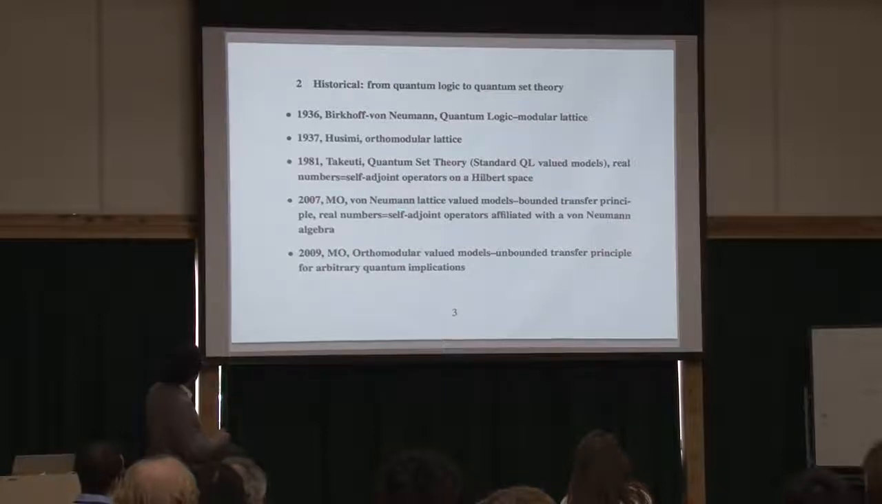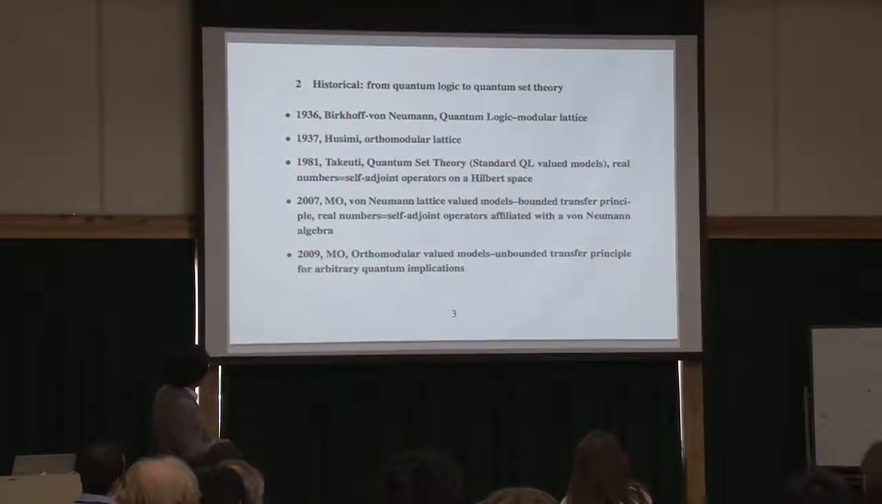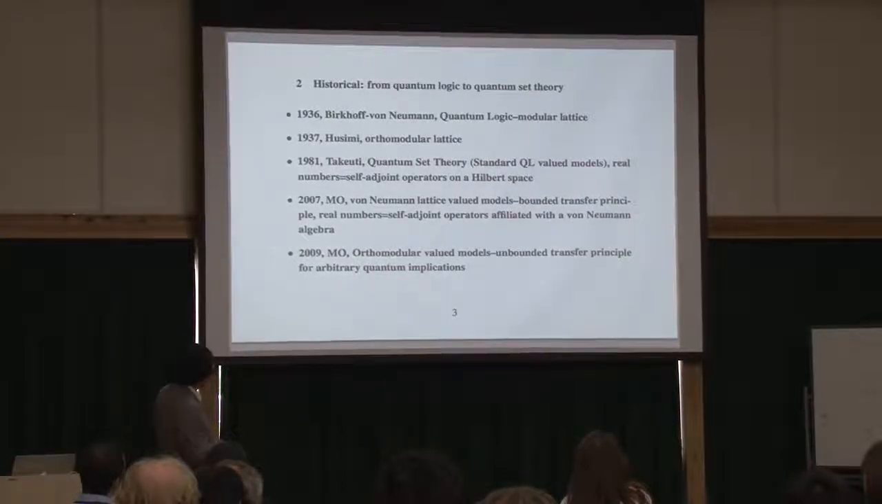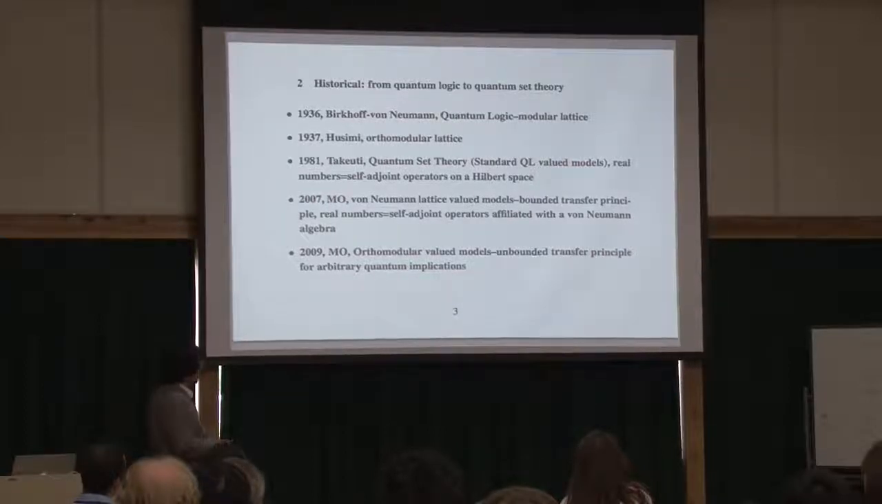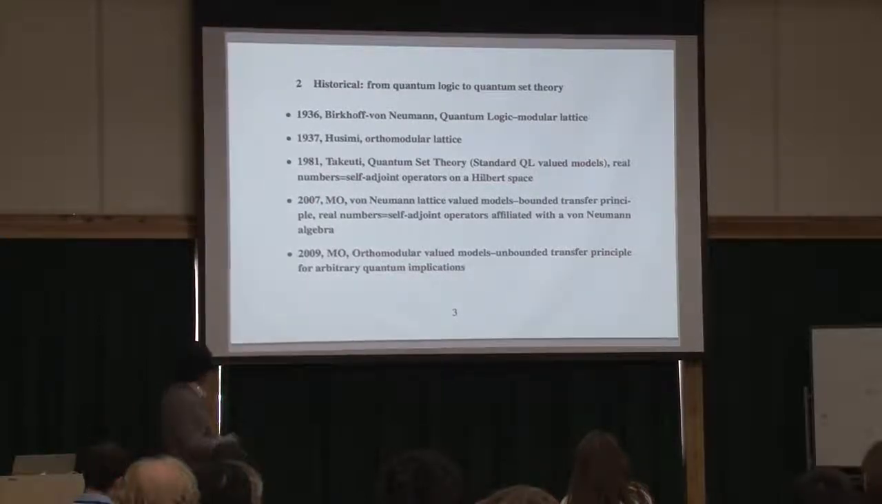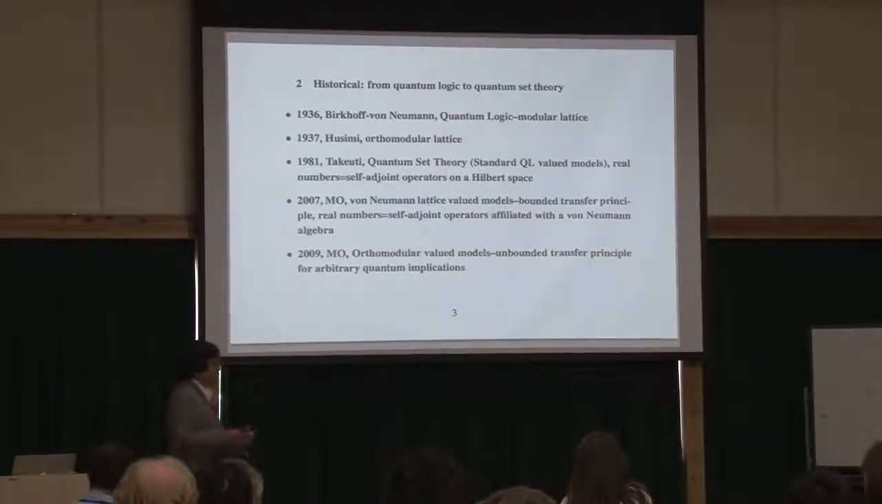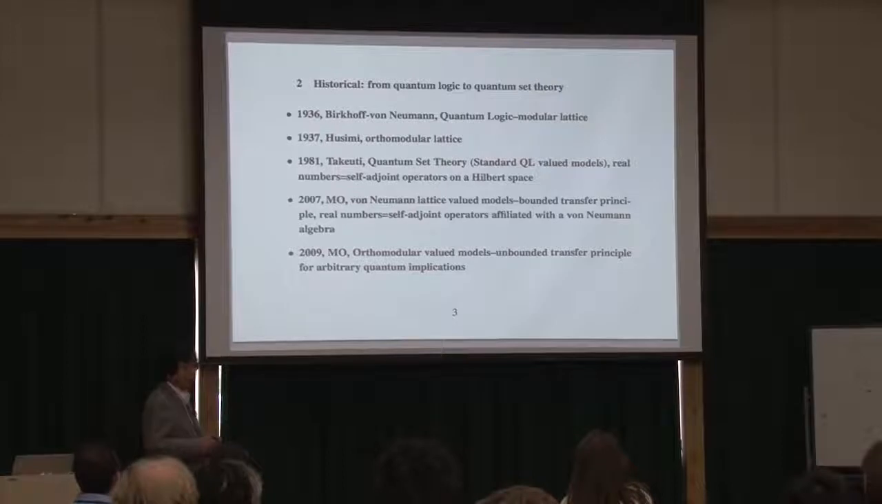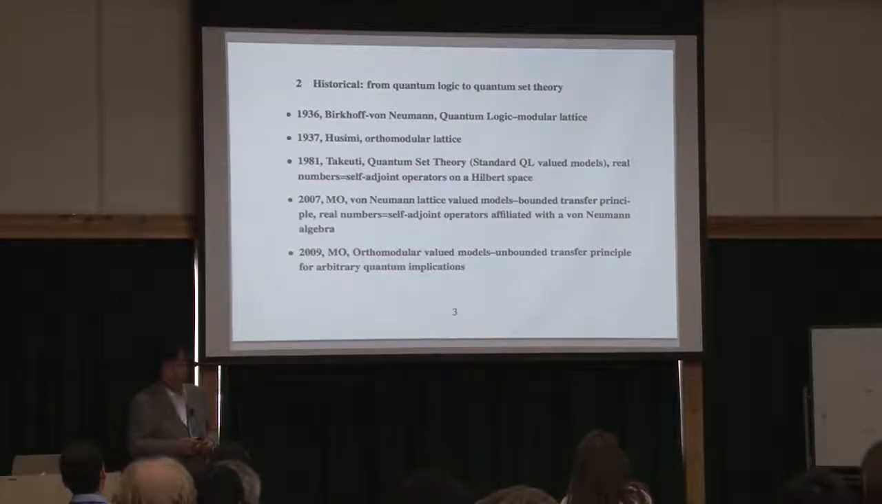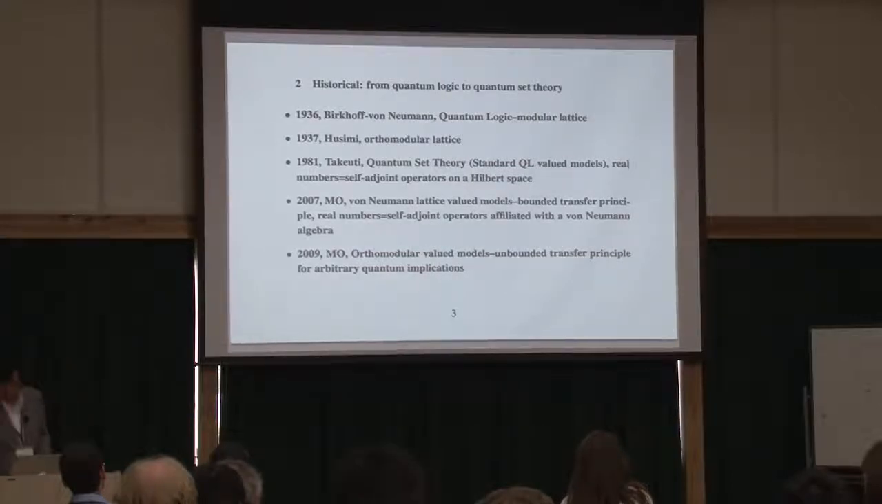Now, this lattice structure is more generalized to construct quantum set theory over any complete orthomodular lattice, and we also established the unbounded transfer principle for arbitrary quantum implication. Not only the Sasaki arrow, but for any polynomial implication, we established a transfer principle from theorems of ZFC to true statements in this model.